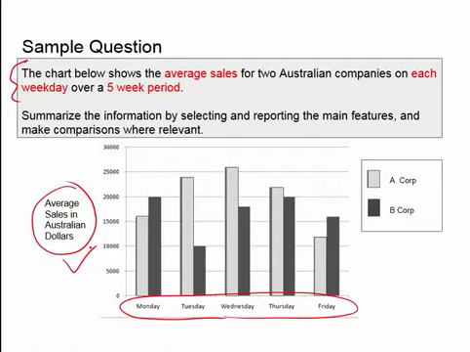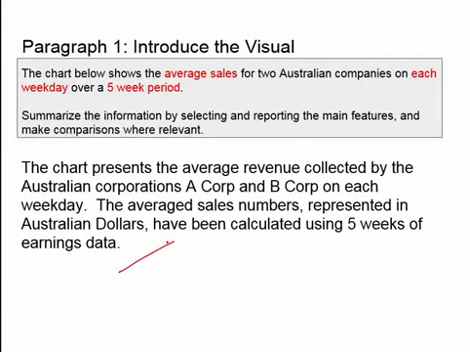So let's look at an example. Here I've written a sample paragraph 1 for you to look at. It says, the chart presents the average revenue collected by the Australian corporations A Corp and B Corp on each weekday. The average sales numbers, represented in Australian dollars, have been calculated using 5 weeks of earnings data.